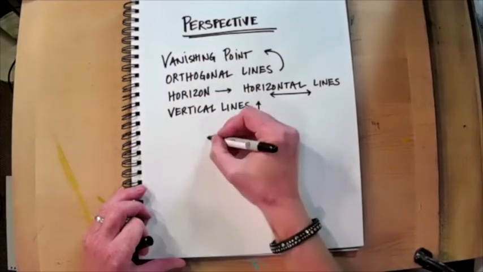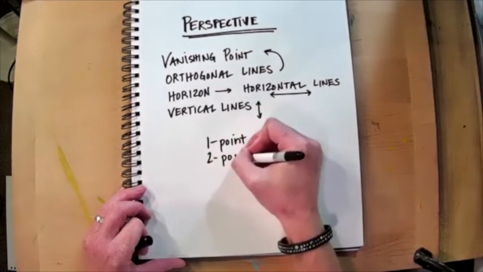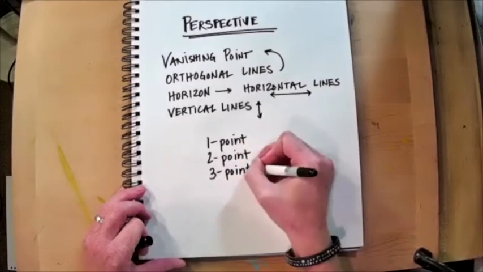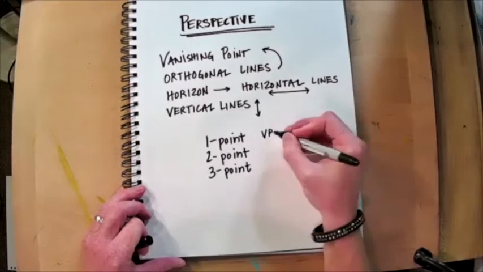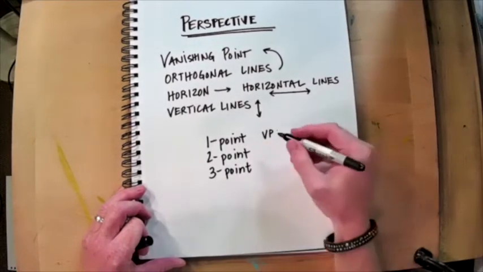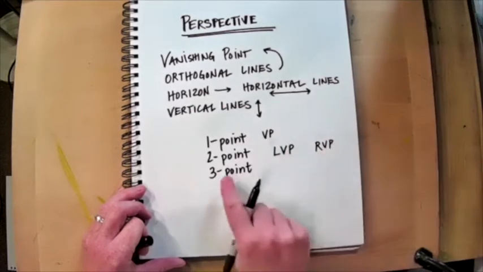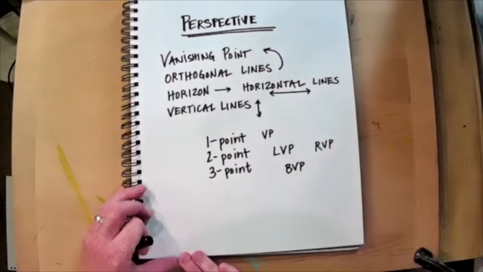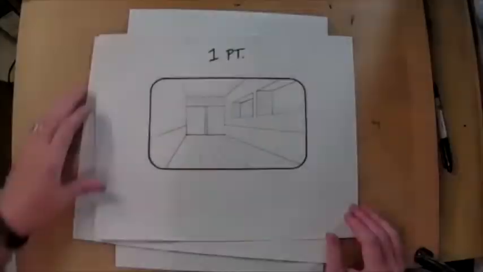We're going to look at what's called 1-point perspective, 2-point perspective, and the kind of crazy and interesting 3-point perspective. Each of these points is known as the vanishing point. A lot of times you'll see me write it as a VP, vanishing point. You might see me write it as a left vanishing point, a right vanishing point, and then this one will also have a bottom vanishing point too. So we will take a look at all of these things and do some exercises with them.